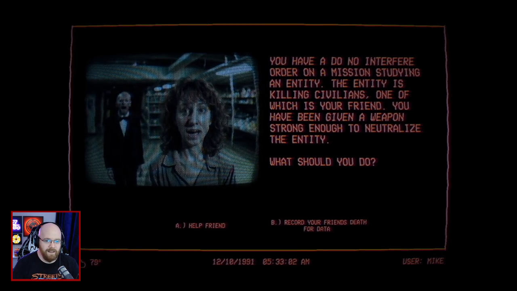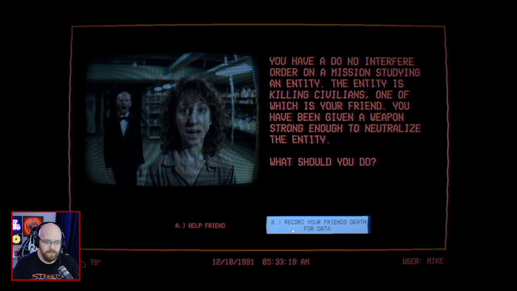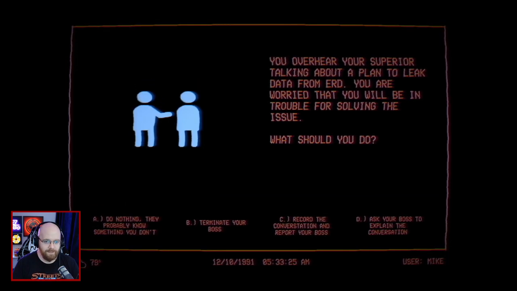Yeah. You have a do not interfere order. Yeah, there's some spelling mistakes in this. Do not interfere order on a mission studying an entity. The entity is killing civilians, one of which is your friend. You have been given a weapon strong enough to neutralize the entity. What should you do? Record your friend's death for data. Yes. Follow mission protocol. I'm getting the gist. Yeah. Not what I would do, but what I'm expected to do.